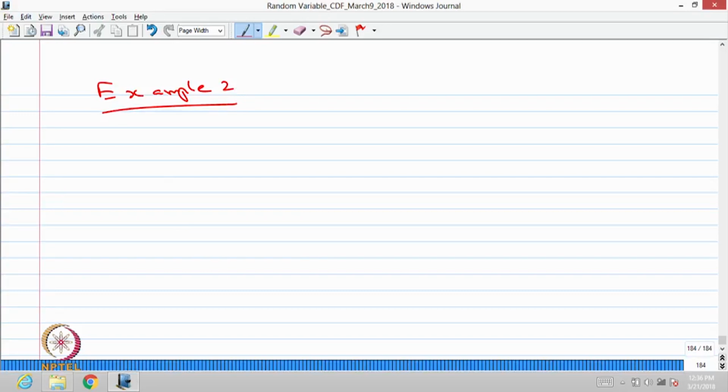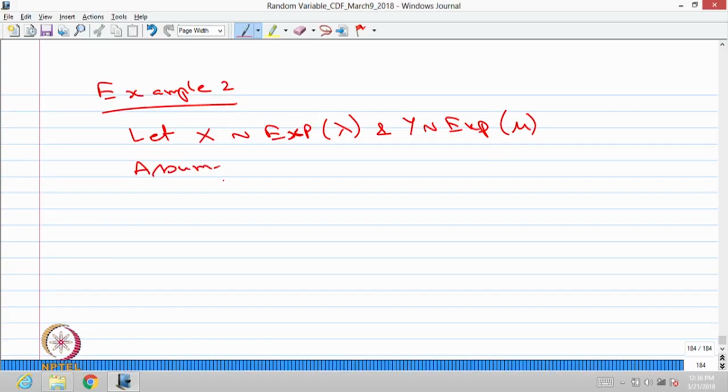We will go for a second example. The second example: let x follow an exponential distribution with the parameter lambda and y follow an exponential distribution with the parameter mu. Assume that both the random variables are independent.